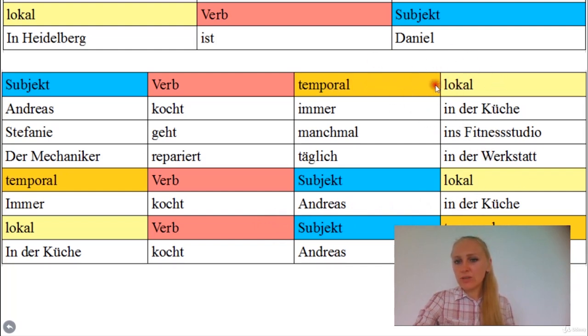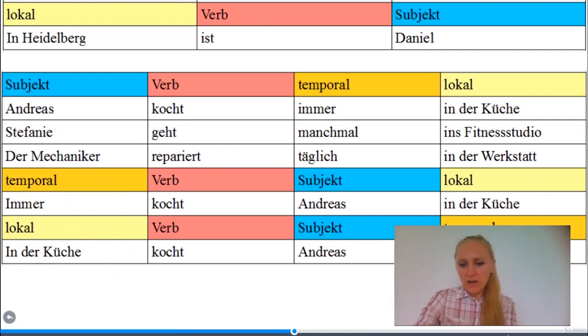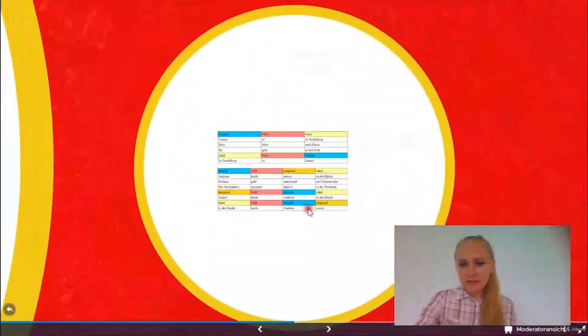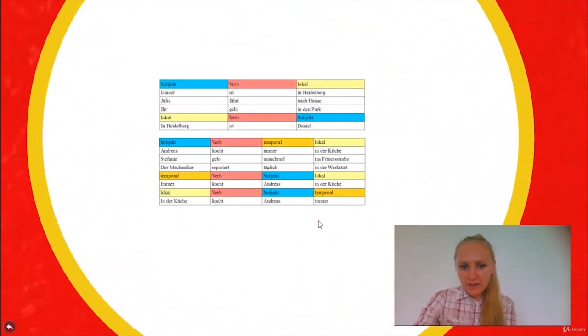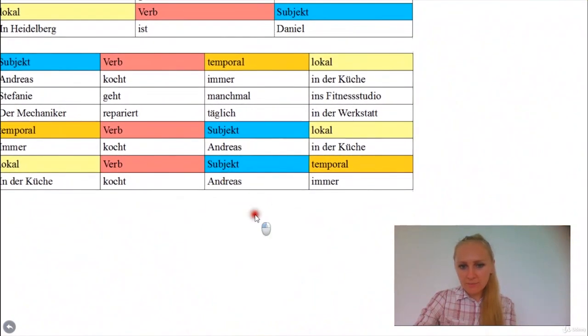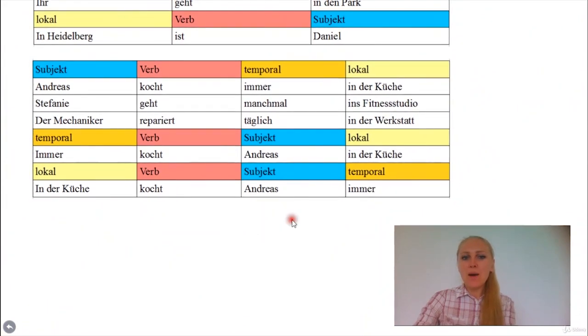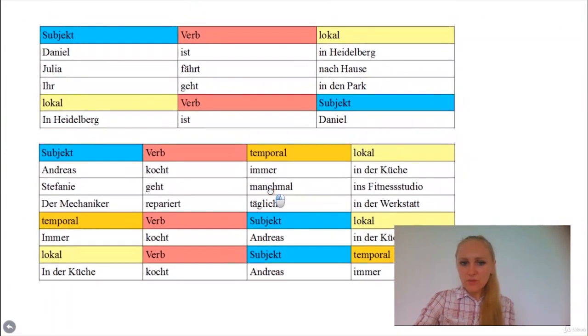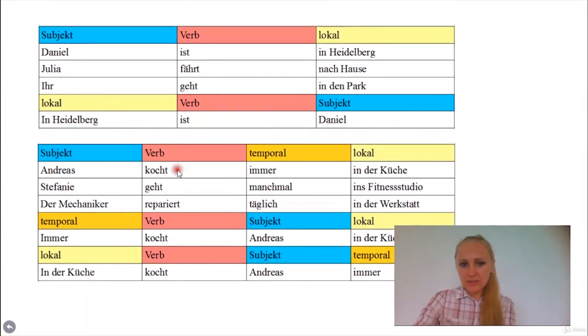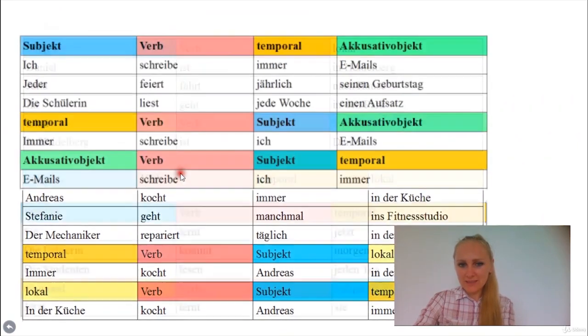Now, if you want to stress one of both and put it at the beginning, then they have to be around the verb and the subject. Okay, but in German, as I said, usually we just start with the subject and then the verb. This is a typical word order, how we would form sentences.